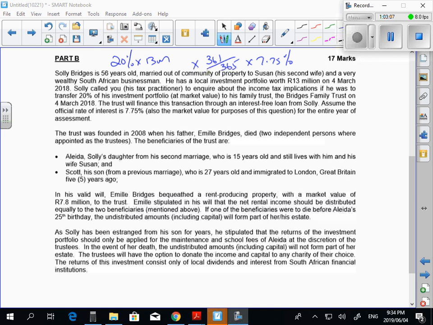Solly's been estranged from his son, so he stipulated the returns of the investment portfolio should only be applied for the maintenance and school fees of Aleda at the discretion of the trustees. In the event of her death, the undistributed amounts will not form part of her estate. The trustees will have the option to donate the income and capital to any charity of their choice. So whatever gets given to her, she's got a vested right. But because he's a donor, section 7 will apply to that part of the transaction.